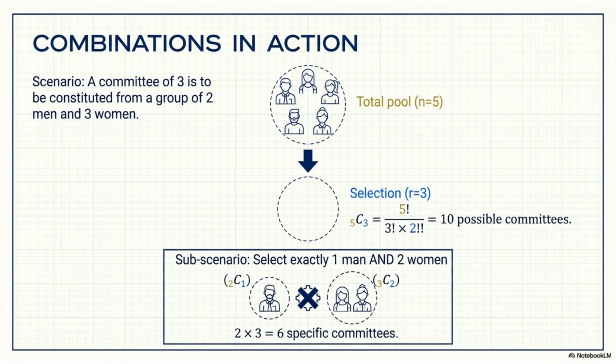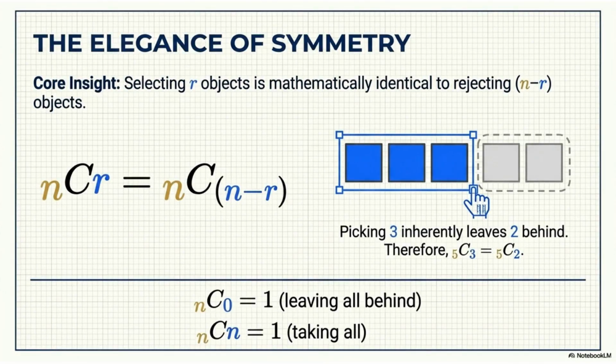For instance, if you need to form a committee of 3 from a pool of 5, the combination formula tells us there are 10 possibilities. We can further refine this to select specific subgroups, like choosing 1 man and 2 women. Combinations also reveal a beautiful symmetry. Selecting r objects is mathematically identical to rejecting the remaining n-r objects. It's an elegant way to simplify complex choices.